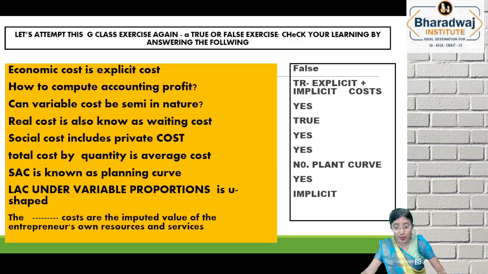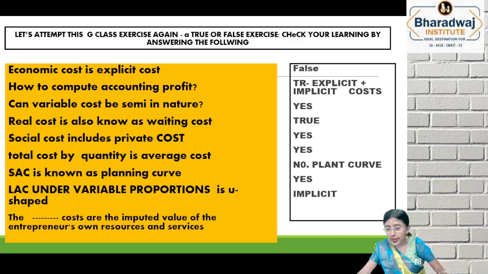Okay, can variable cost be semi in nature? Yes, we have seen semi variable cost, we have seen the graph of it also. Real cost is known as waiting cost, true. Social cost includes private cost. Yes, private cost plus external cost is social cost. Total cost by quantity is average cost. Yes, TC by Q is average cost. Delta TC by delta Q is marginal cost.